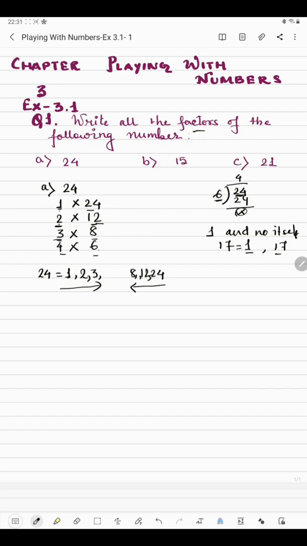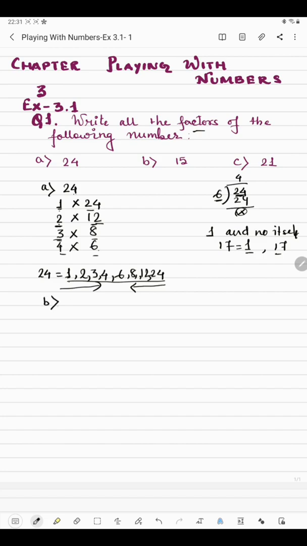Now after 3, 4. Now 4 6s are 24. So here we will put 6. After 4, 5 is there and 24 cannot be divided by 5. So the factors of 24 will be these, 1 to 24. These numbers are the factors of 24.